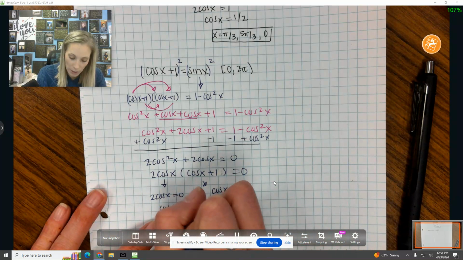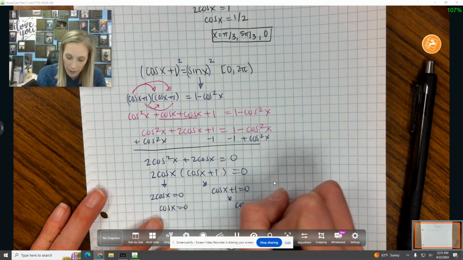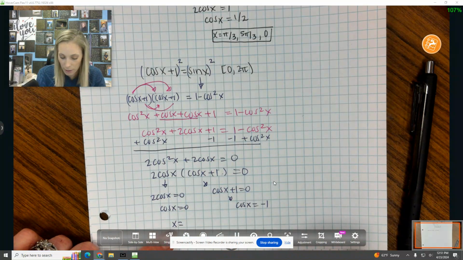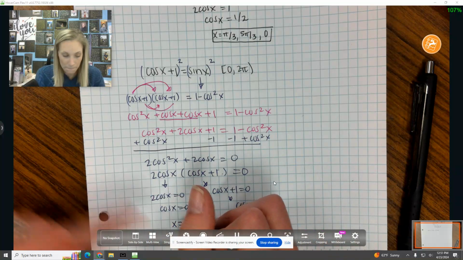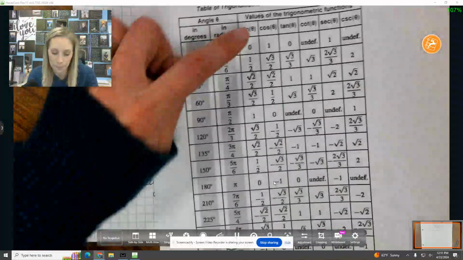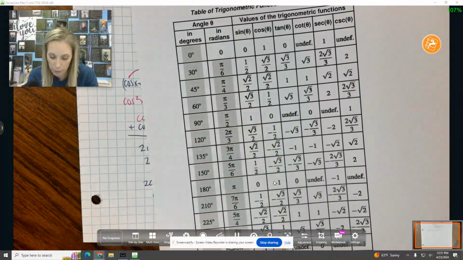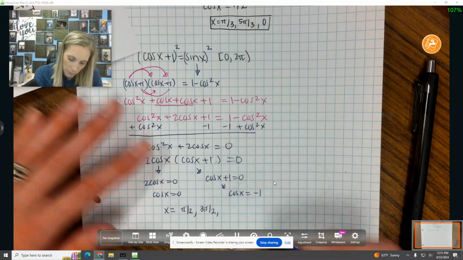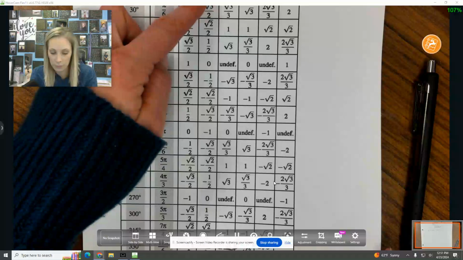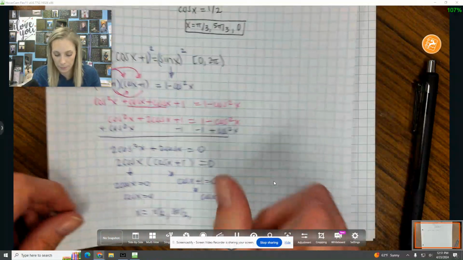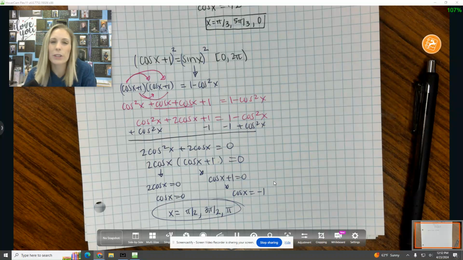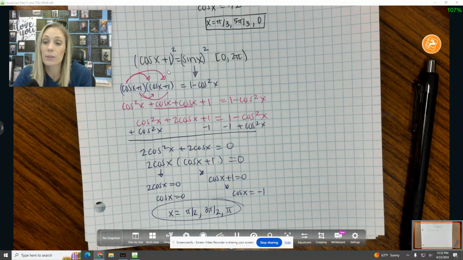Okay, so this is going to be when does cosine of x equal 0. This is going to be when does cosine of x equal negative 1. This is x equals, I can take my chart here, going down cosine, pi over 2 and 3 pi over 2. And then this one is pi. So there are our answers there. So the biggest part of this one was how do I manipulate the question so that I only have one trig function, and that was the squaring both sides.